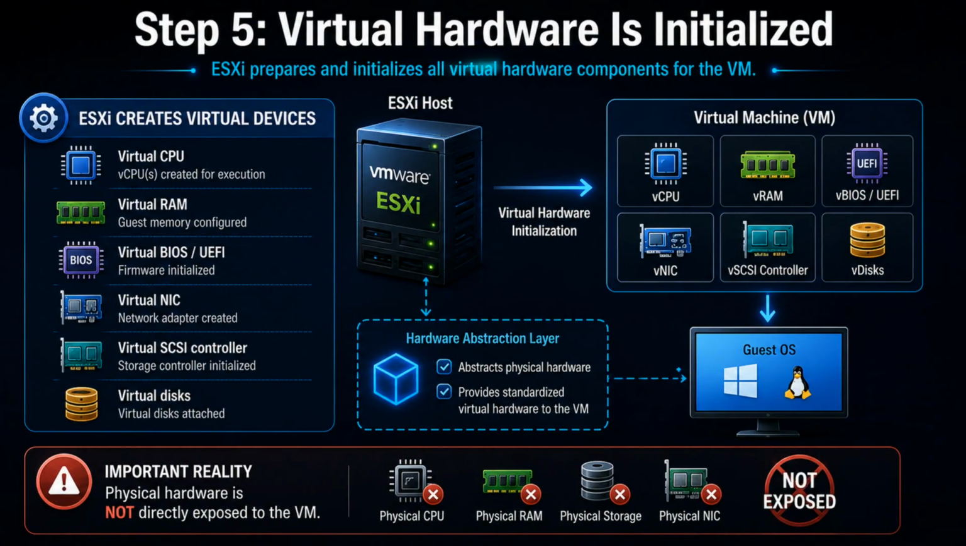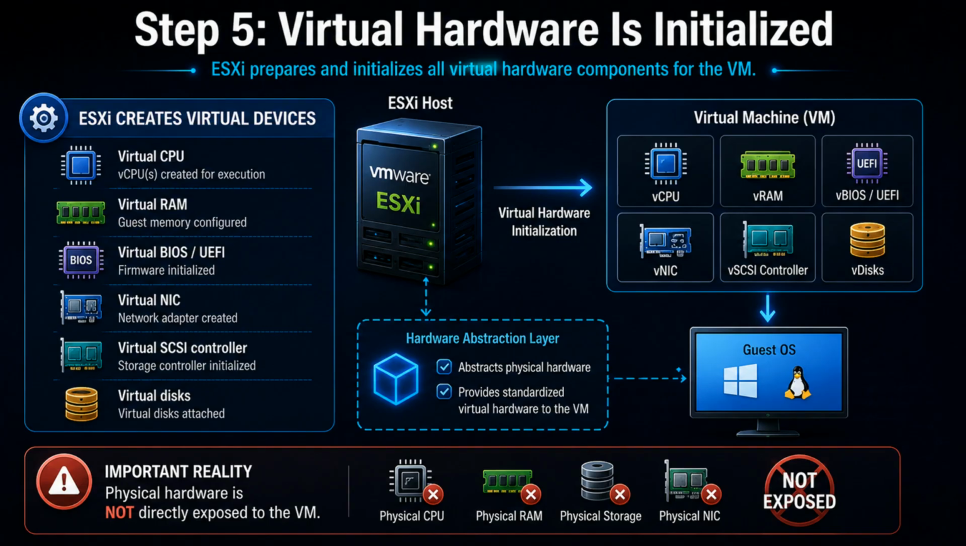This is where ESXi starts building a virtual computer. ESXi creates virtual CPUs, RAM, BIOS or UEFI firmware, virtual NICs, SCSI controllers, and virtual disks. Then device emulation begins. The guest operating system doesn't directly see the physical server hardware. Instead, it sees standardized virtual hardware presented by ESXi.